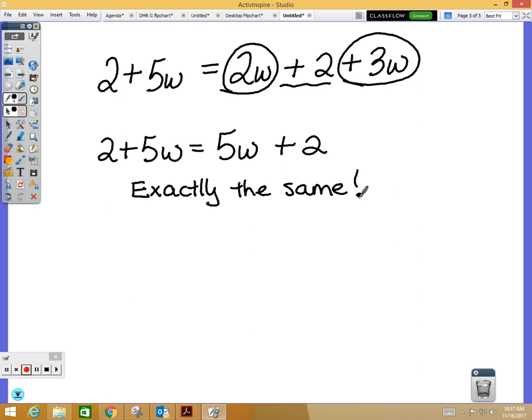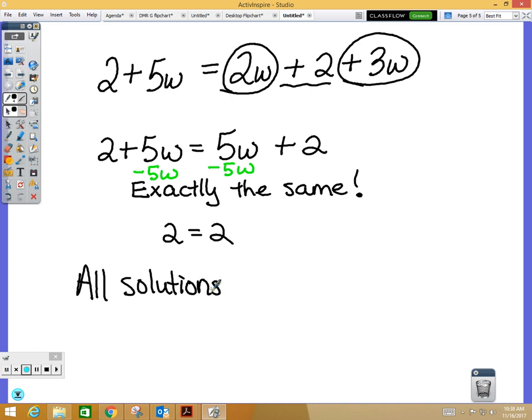What would happen if I subtract 5w, like that's my next step, is to get rid of this one over here. Well, when I do it over here, it's going to get rid of that one too. So what I'm going to end up with is 2 equals 2. So basically what this is saying is you could put any number you wanted, any number, and replace that in for the w, and it would work. W can be anything. So the answer is sometimes you'll see all solutions, and other times you'll see infinite solutions, but it means the same thing, okay?